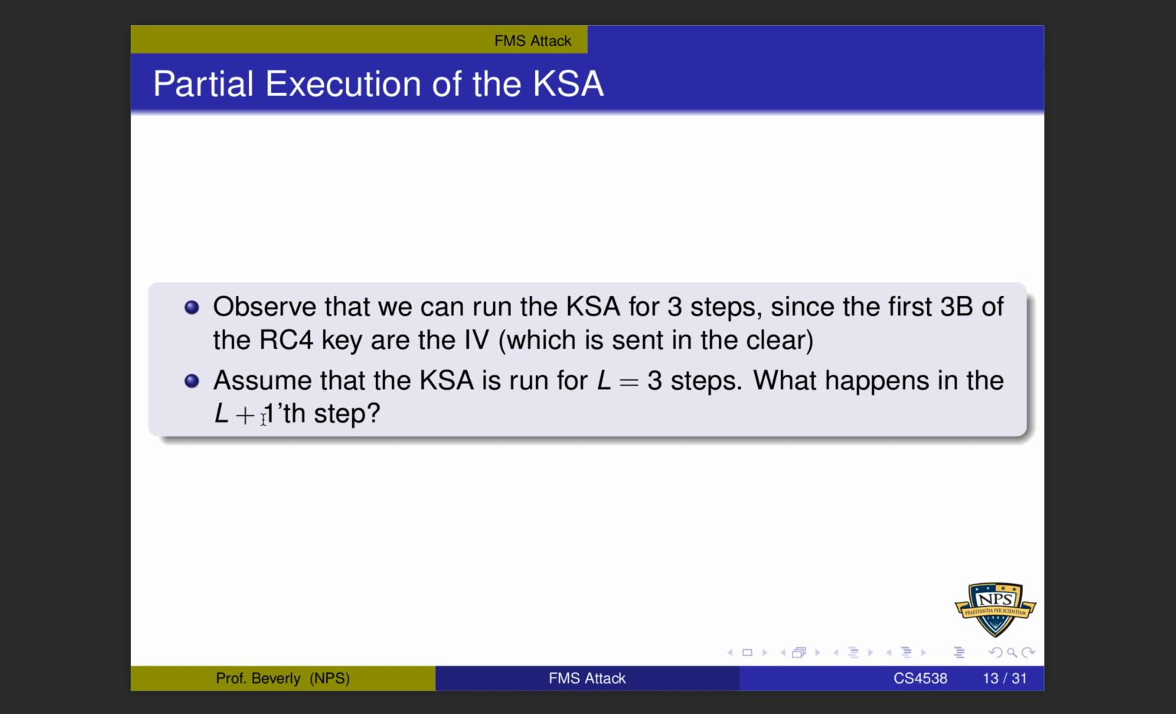So the first thing to observe here is that we can run the KSA for 3 steps. Why can we do that, no matter who we are, including a passive snooping adversary? Well, it turns out that, of course, the first 3 bytes of the RC4 key are exactly the IV, and the IV is sent in the clear. So let's assume that the KSA is run for these 3 steps.